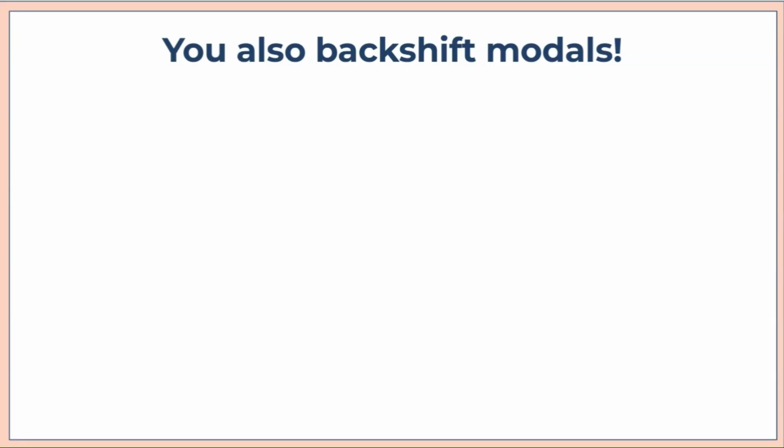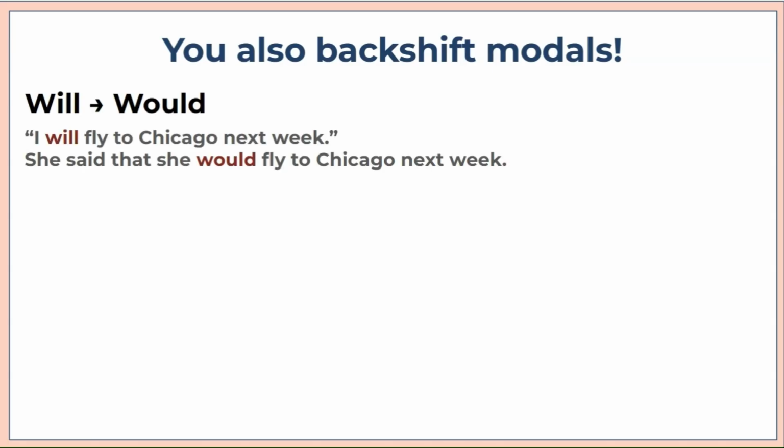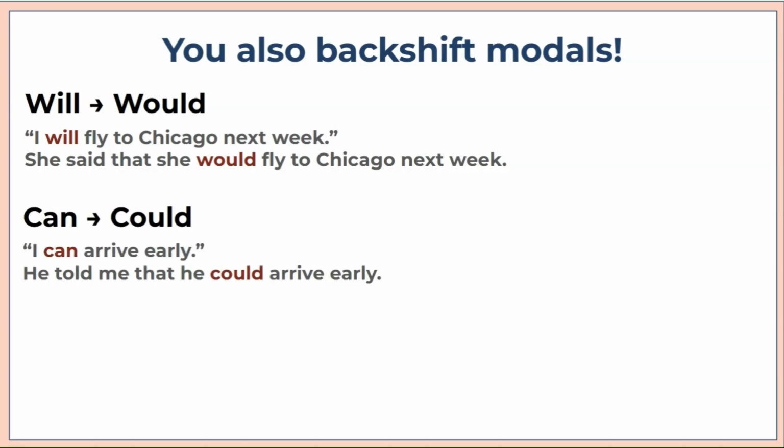So in a similar way that we backshift our verbs to the past tense, we do the same for the modals. For example, if your friend directly says, "I will fly to Chicago next week," you will report that to someone else by saying, she said that she would fly to Chicago next week. Will changes to would. And can backshifts to could. So the direct speech of a friend saying, "I can arrive early," is changed to, he told me that he could arrive early. Can changes to could.